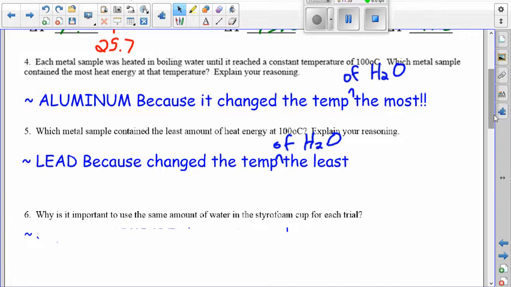Mr. Pay, how many milliliters of water did you get? 60. Lacker, how many milliliters of water did you get? 60. Sweater, how many milliliters of water did you get? They all got the exact same amount of water. Why is that important? Why do they have to all get the exact same amount of water?